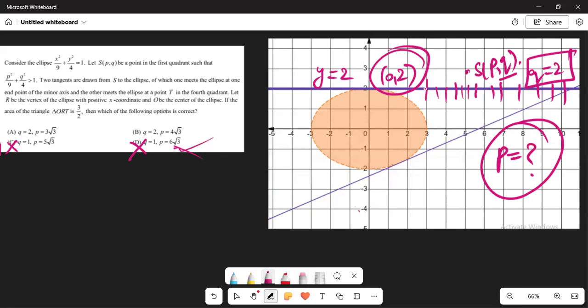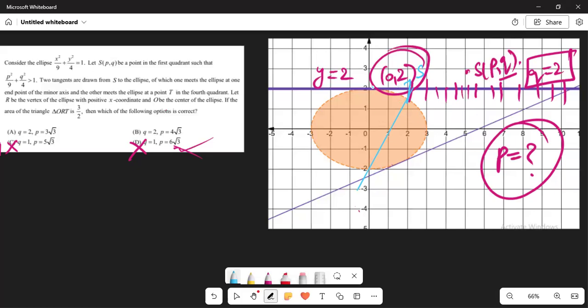But notice that it cannot be very close. For instance, if I take s lying here, then will I be able to draw a tangent to the ellipse like this? If I draw any line passing through this point S, then it has to intersect the ellipse at 2 points.